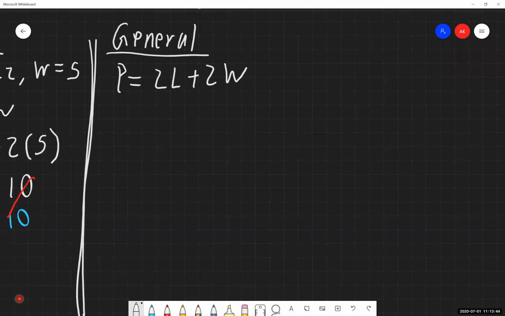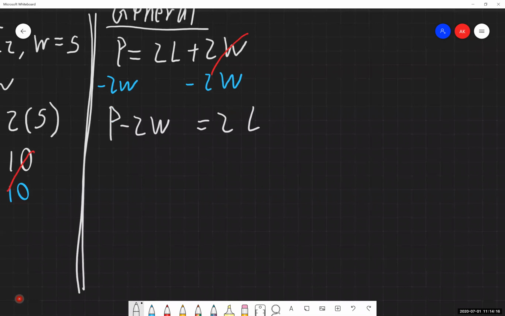So again, we're solving for L, so we want to get L all by itself on that one side of the equation. So I need to get rid of this 2W over there. So I'm going to subtract 2W from both sides. On the left side, I'm getting P minus 2W. On the right-hand side, I'm just left with 2L.